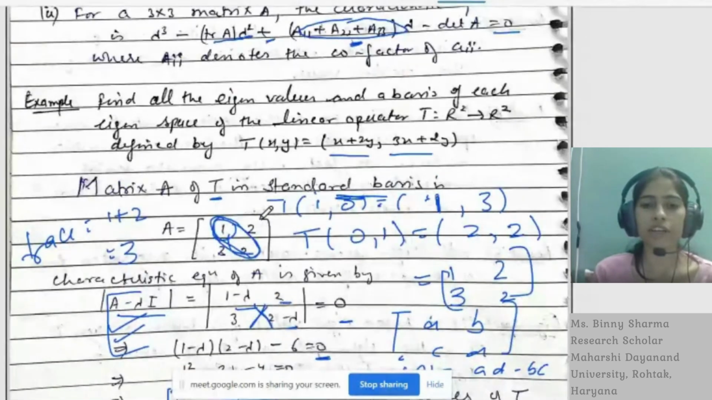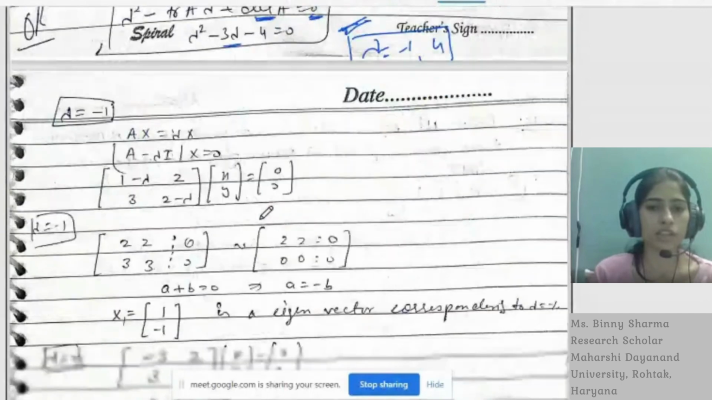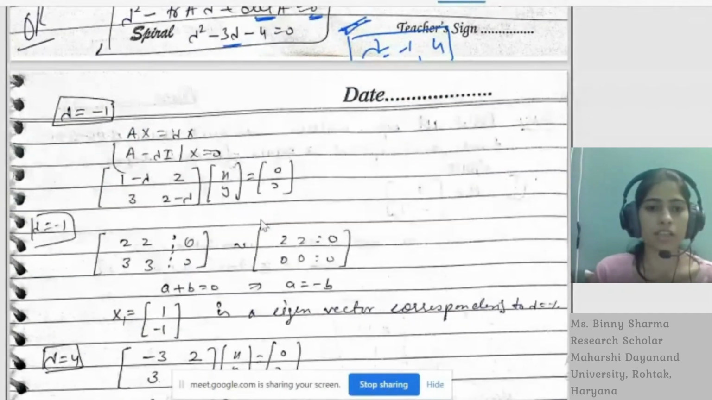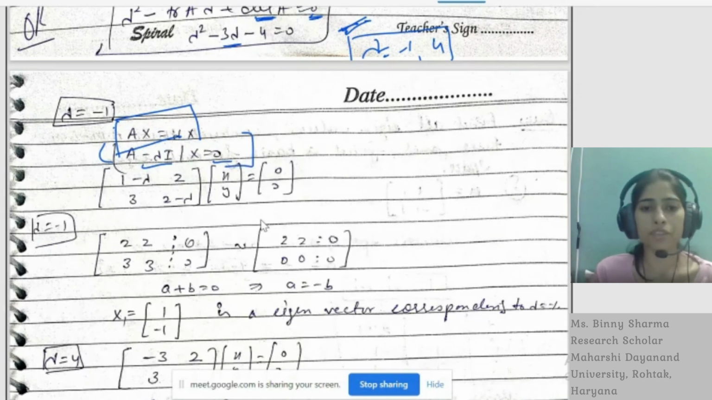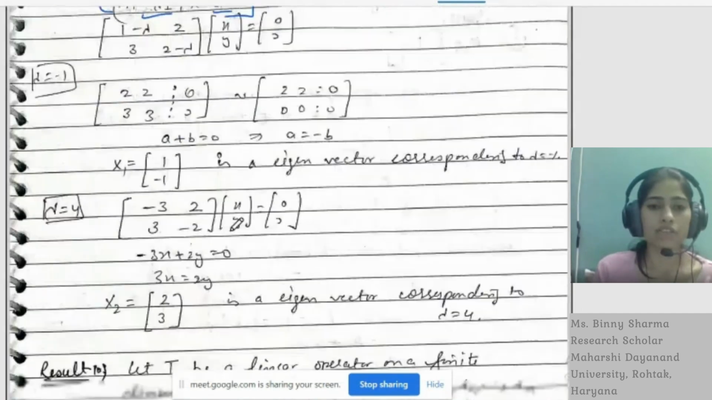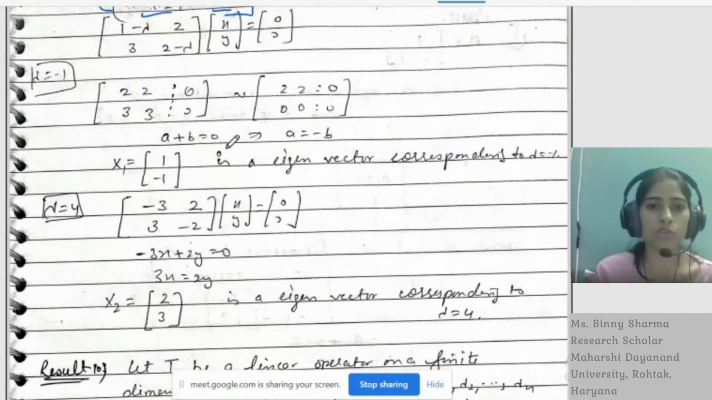Now we are interested in finding the basis of each eigenspace. An eigenspace must satisfy the equation Ax equals lambda x, because we have to find the eigenvectors, or we can say non-zero column vectors which satisfy Ax equals lambda x. Then we get A minus lambda I into x equals 0. This is the homogeneous system. You must have studied how to solve the homogeneous system.